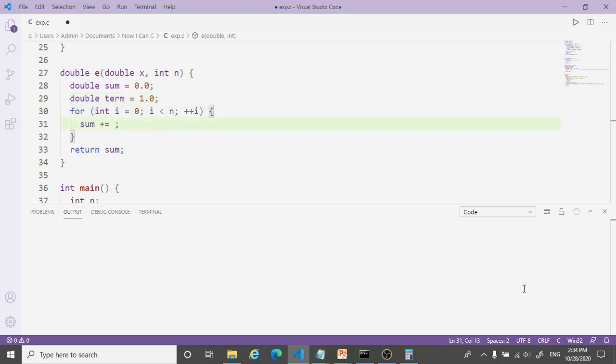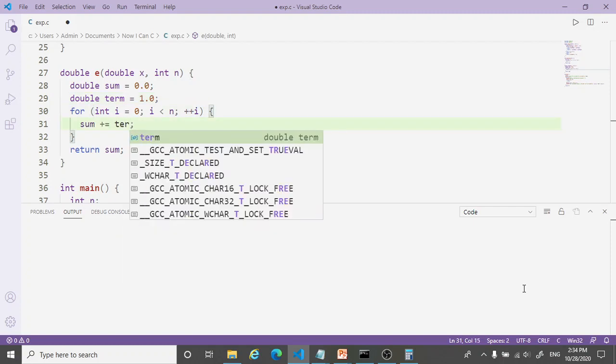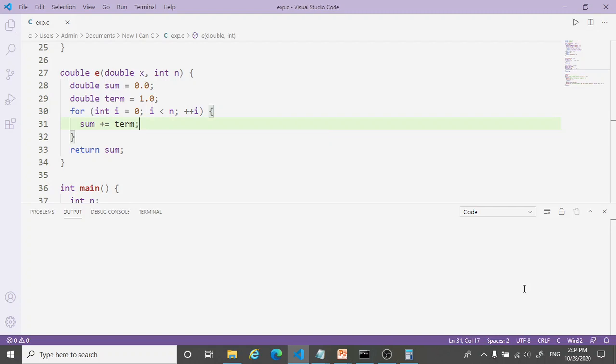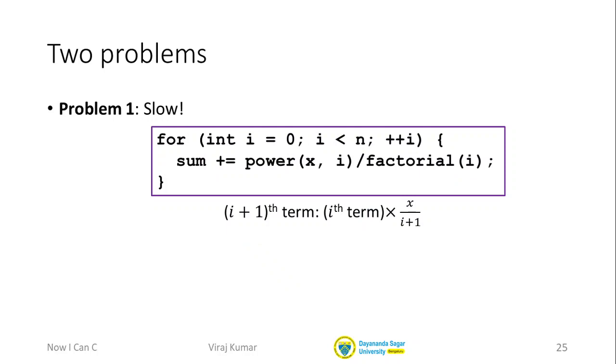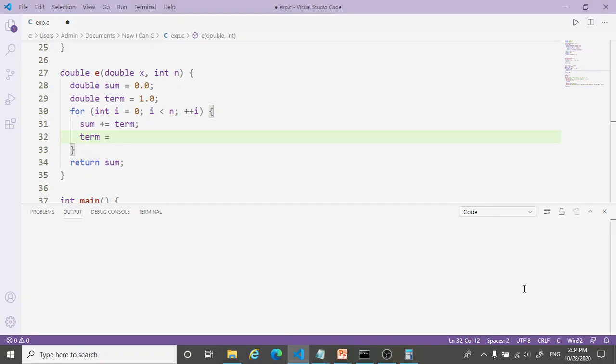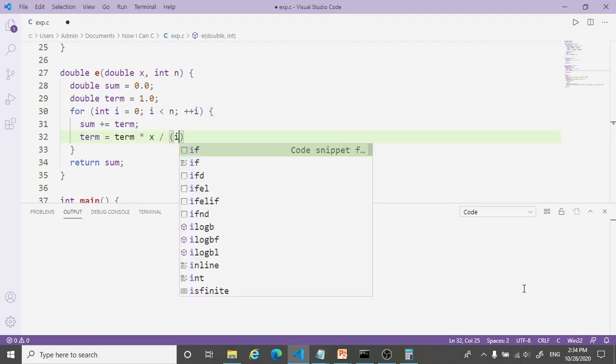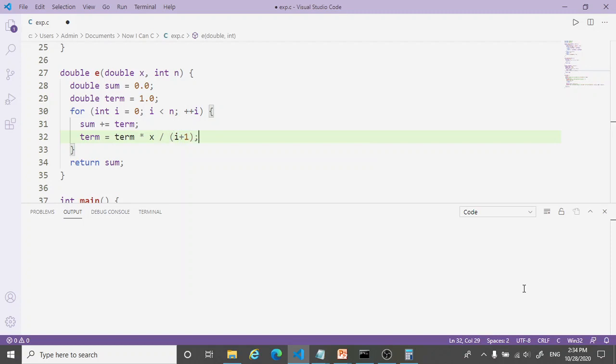And what I'm going to do in the for loop is I'm just going to add this term to the current total sum, and then I'm going to update term. So I'm going to use this idea that in the next iteration, the new value of the term is the current term times x divided by i plus 1. And I save that, and this should be my code.